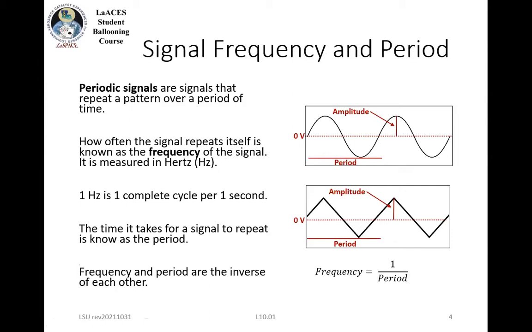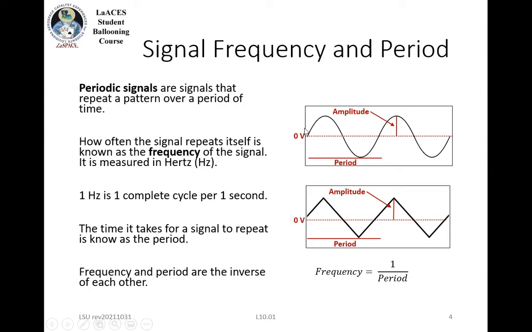So for those of you who have not dealt with waves before, there are a few characteristics of a wave that we're concerned about. So what we mean by a wave is some sort of periodic signal that repeats itself in a pattern over time. So how often that signal repeats itself within a given amount of time is called the frequency. It's measured in hertz. And 1 hertz just means it's run through one complete cycle in 1 second. 2 hertz, 2 complete cycles, et cetera, right?